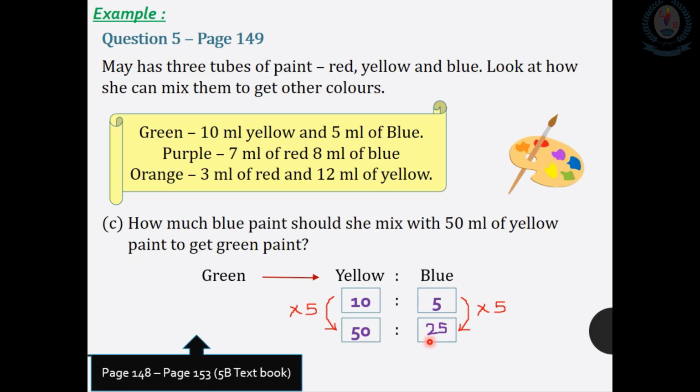Like that, there are some more word problems given from page 148 to 153 in the textbook.